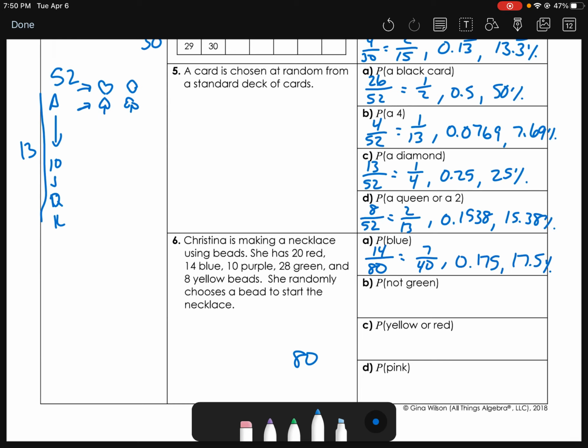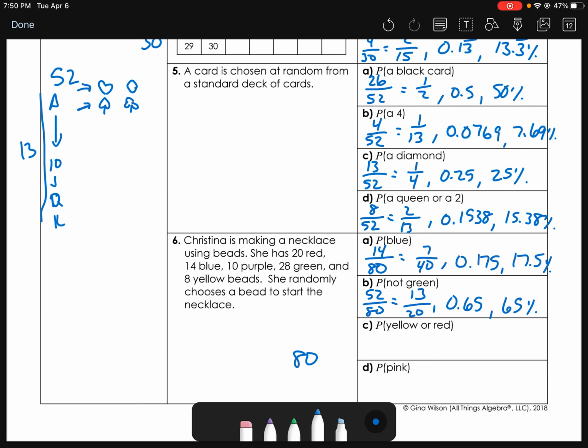The probability of not being green. I could go ahead and add all those guys up besides the green ones, or I could just take 80 and subtract 28. No matter what, I would get 52 out of 80. I can divide the top and bottom by 4. That'll leave me with 13 over 20. If I divide those guys, I get 0.65 or 65%.